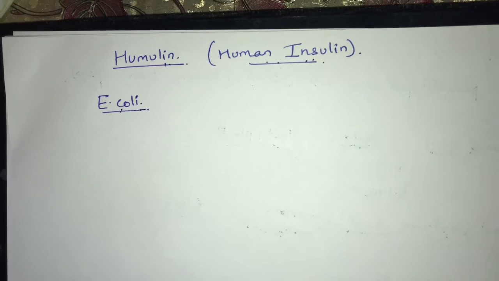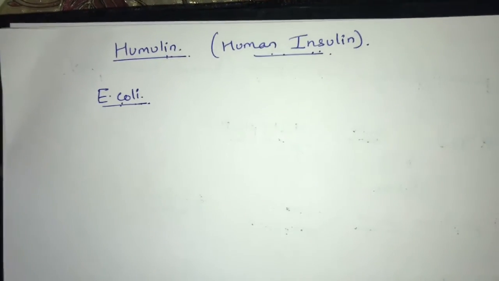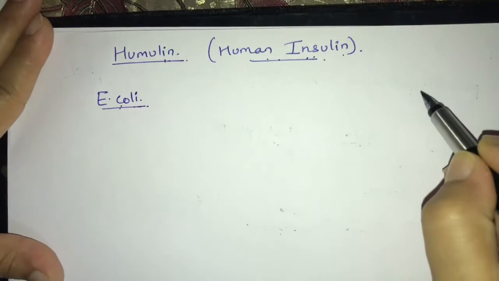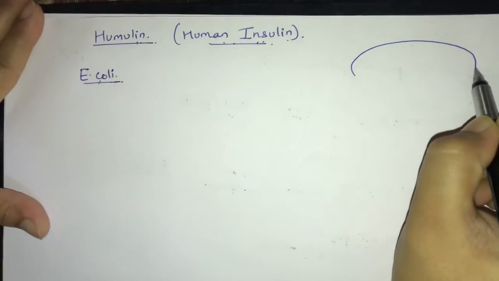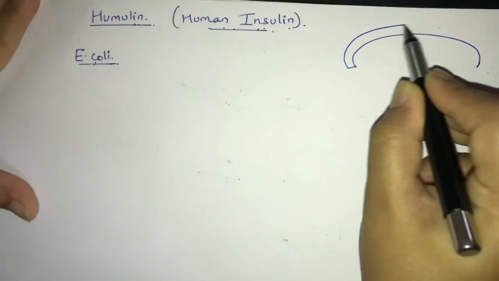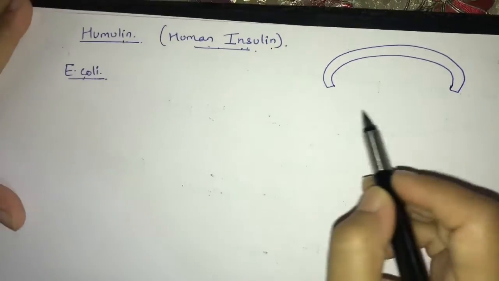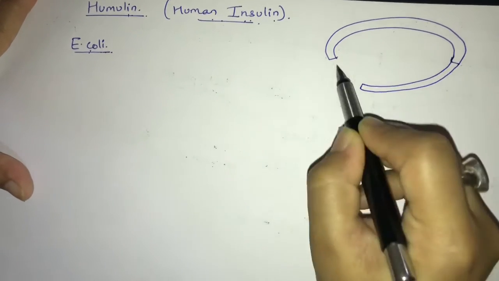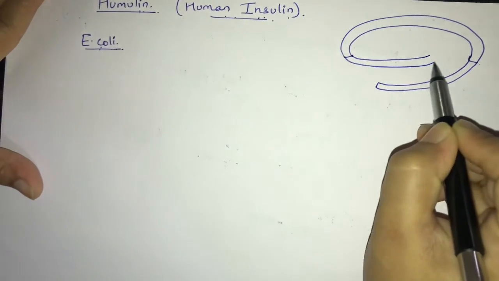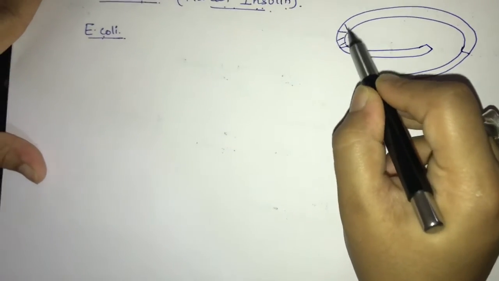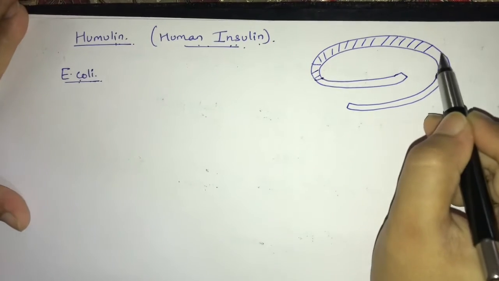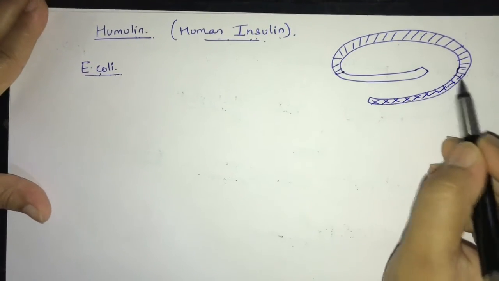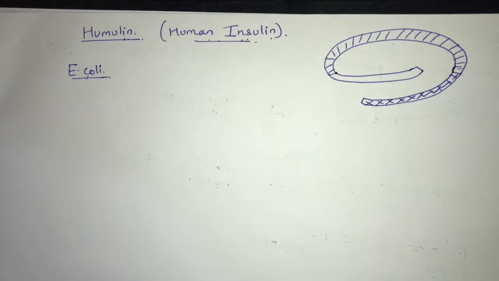Now, insulin is secreted as proinsulin consisting of A and B polypeptides. So this insulin has an A polypeptide, suppose this is the A polypeptide, and suppose this is the B polypeptide, and there is another type of polypeptide, suppose this is C. You can see these things in your book, the diagram is given. So insulin is secreted as proinsulin.